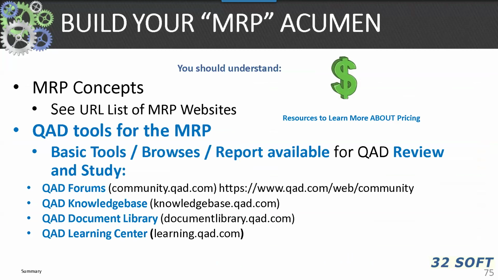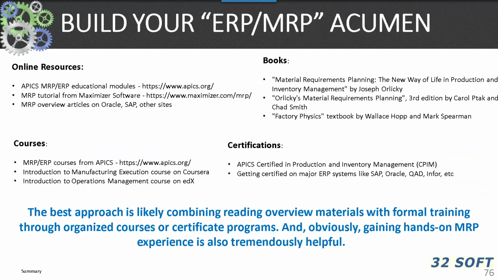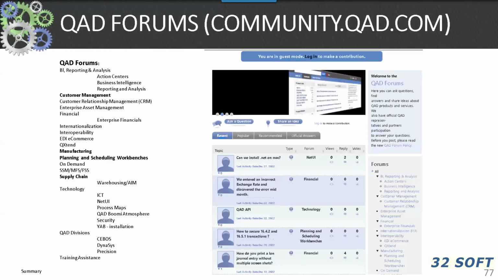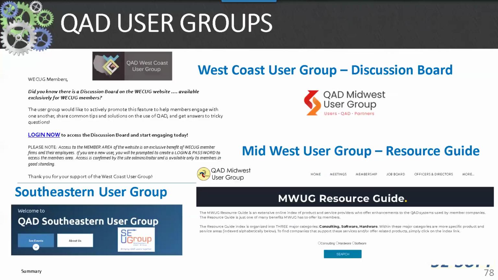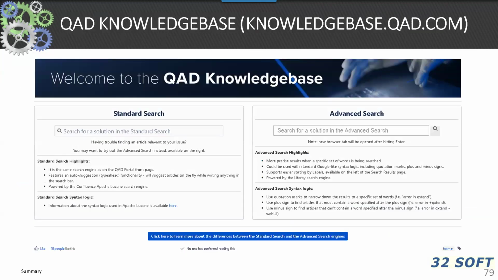Control is complex, and we should want to build our MRP acumen. I would recommend that you go look online for resources, courses, books, certifications. There's the QAD forum. There's the user groups, the West Coast, Midwest, Southeast user groups, as Jeff had just mentioned. The knowledge base, my place after F1 is the knowledge base.